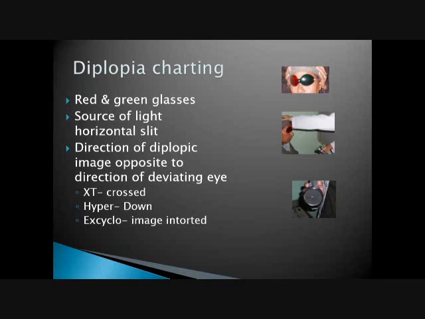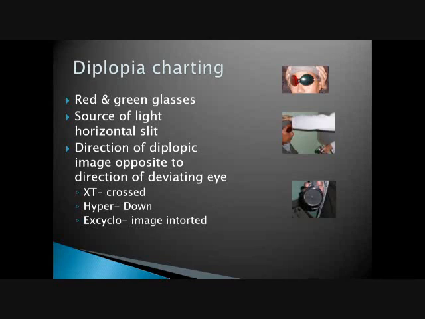So the patient will say, okay, in this gaze there are two images. But when you are doing diplopia charting in a vertical squint, you have to keep the pencil or the target in a horizontal direction. The perfect way is to use the red and green glasses, and we keep the source of light as a horizontal slit. And the direction of the diplopic image is opposite to the direction of the eye.